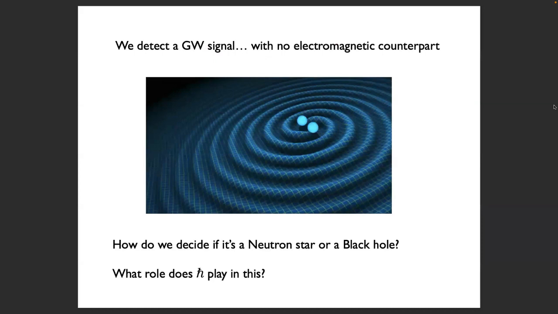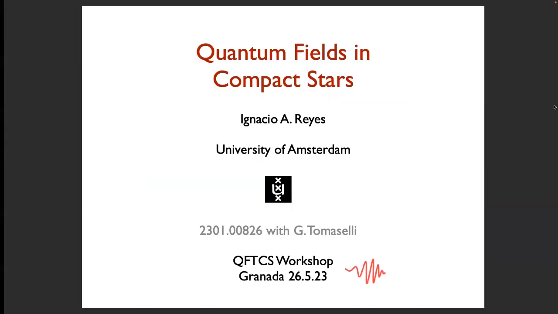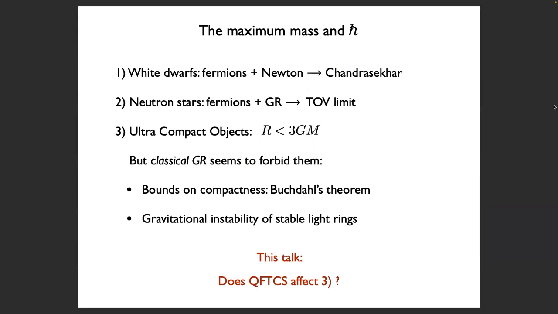So suppose tomorrow we detect from some binary merger a gravitational wave signal that has no electromagnetic counterpart. So how do we decide whether that thing is, say, a neutron star or a black hole? And in particular, what role does h bar play in answering this question? Of course, the right answer, as we heard yesterday, is the mass.